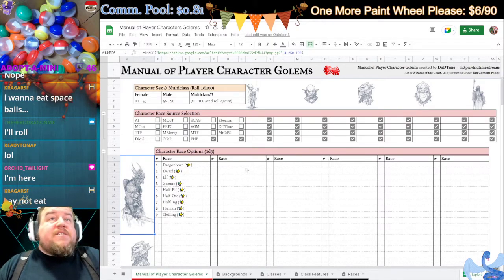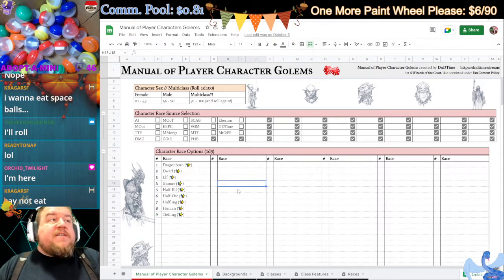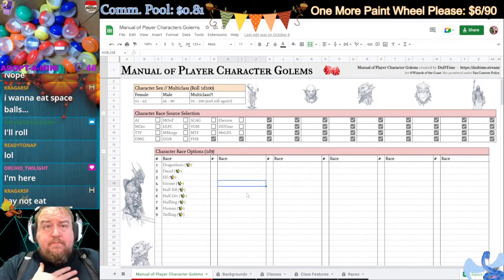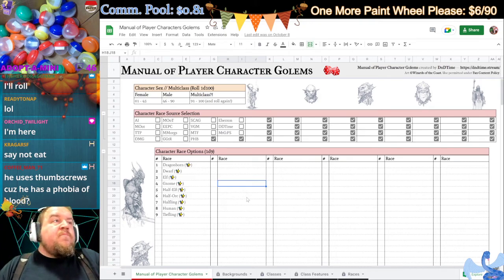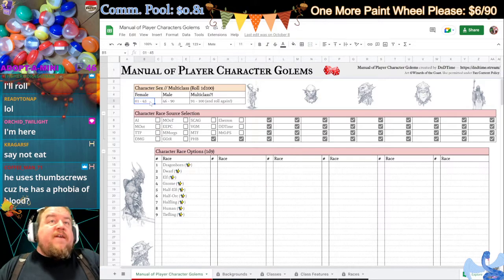Hero Dragon, exclamation point 1D100. Orchid Twilight, I would like you to type exclamation point 1D... Pardon me. Exclamation point 1D9. Yeah, it could be a phobia of blood. All right, so we have a female character.